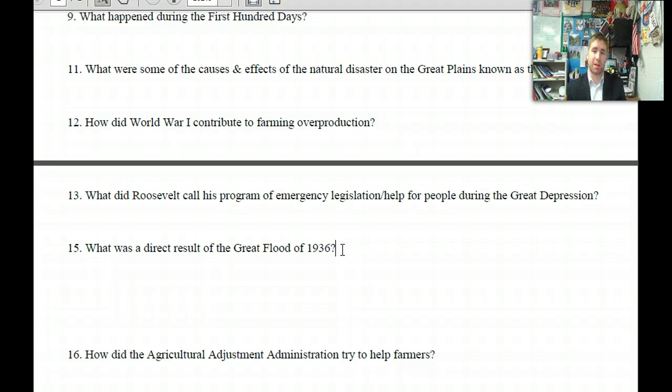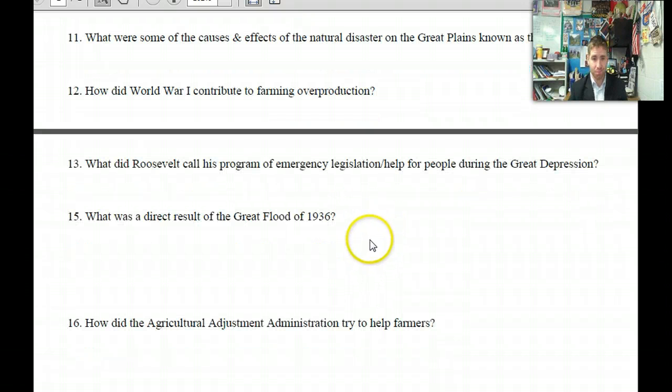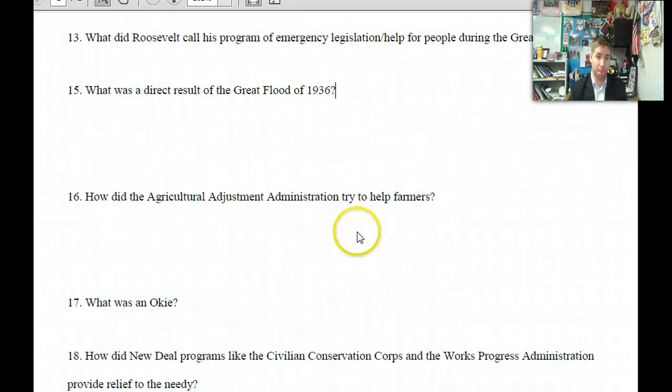But here's a time where the government gets involved, and the government establishes what they call the National Flood Control Program. So we're going to get in, the government's going to help control, make sure floods don't happen again. Or if they do, we're going to control it.